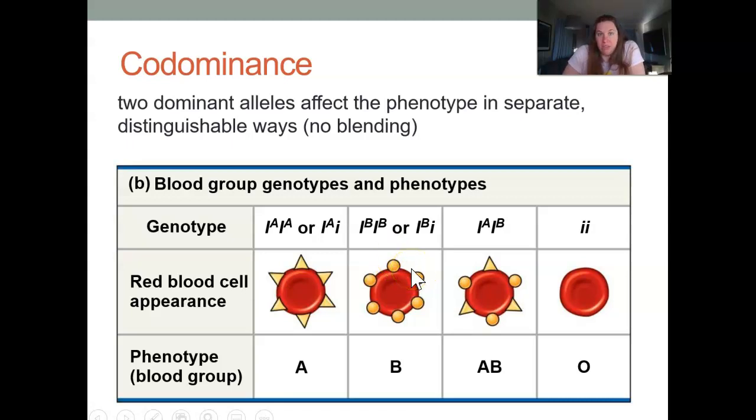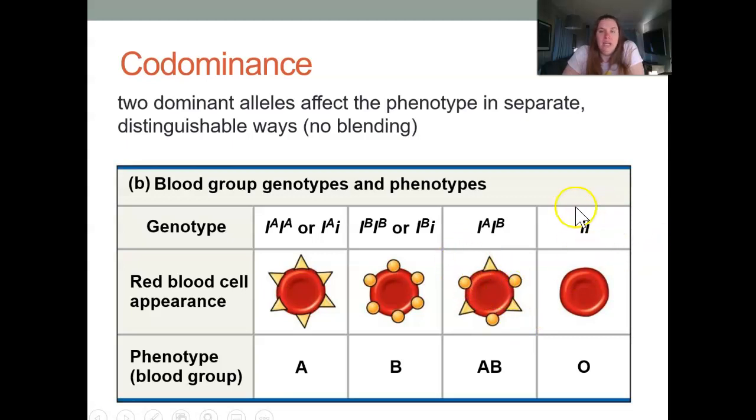Here's where the codominance comes into play. It's possible that an individual could have one allele that represents IA and one allele that represents IB. And in this case, neither one is dominant or recessive to another, nor do they blend. So we don't have complete dominance and we don't have incomplete dominance. We simply have codominance. In other words, both the triangles and the circles will be expressed on the surface of this red blood cell.